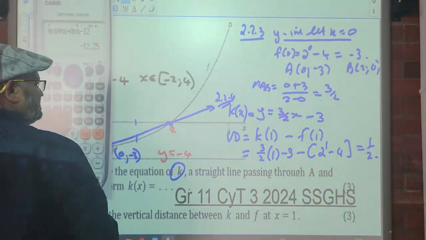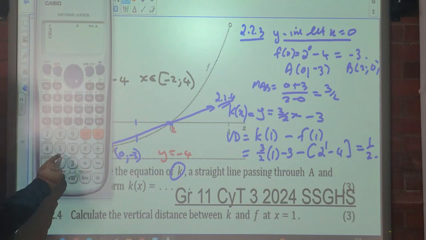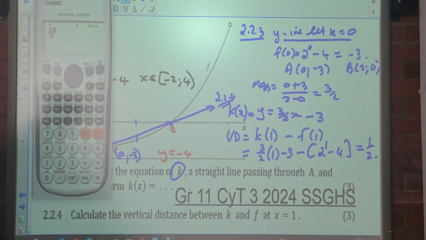Otherwise, we could have used the calculator. It will be 3 over 2 times 1 minus 3, minus open brackets 2 to the exponent 1 minus 4, which gives you a half. That vertical distance is half.